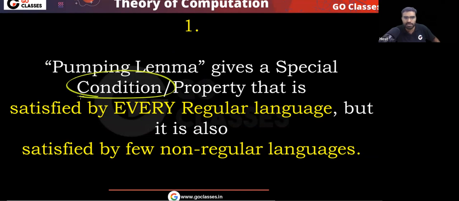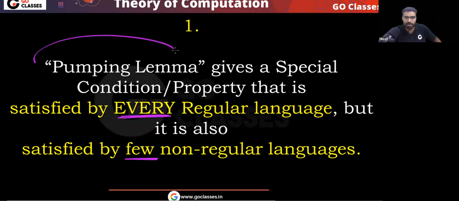Pumping lemma is a condition, or I can say pumping lemma is a property that is satisfied by every regular language, but it is also satisfied by a few non-regular languages. Remember, it is satisfied by every regular language. This pumping lemma is a property, a condition, a test. This test is satisfied by every regular language, but it is also satisfied by some non-regular languages.